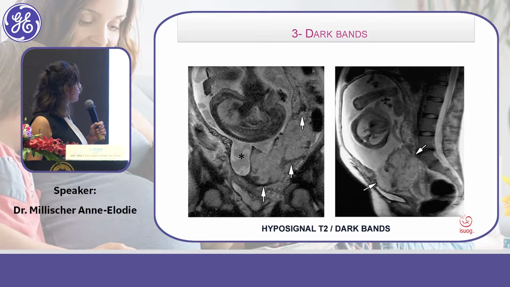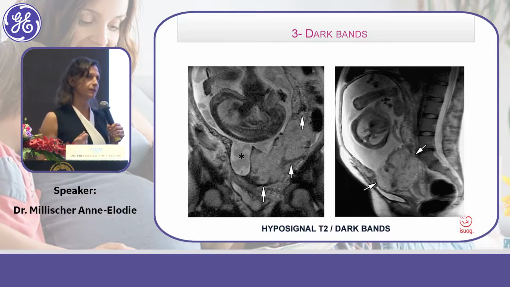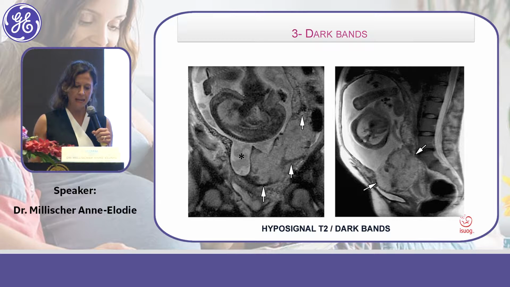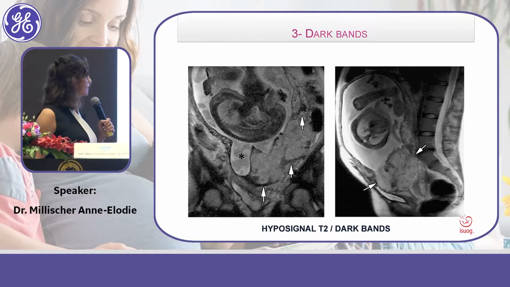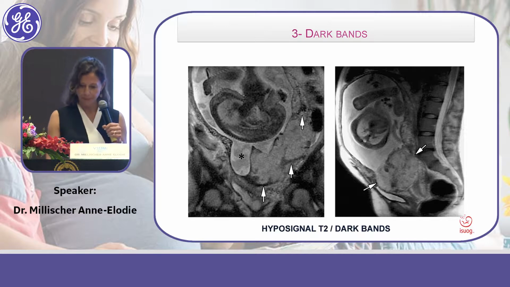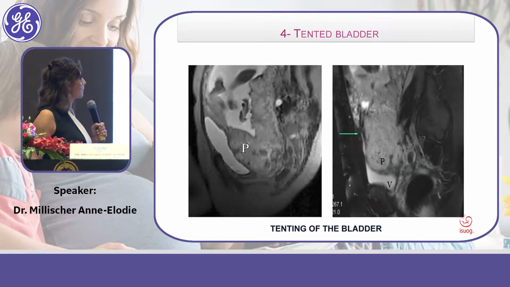With a lot of dark bands, which are not vessels, but a specific characteristic in placenta accreta due to the presence of fibrin elements. Mình sẽ thấy có những cái dải tối ở bên trong cái bánh nhau, và đây là những cái sợi fibrin nó tụ lại trong bánh nhau.